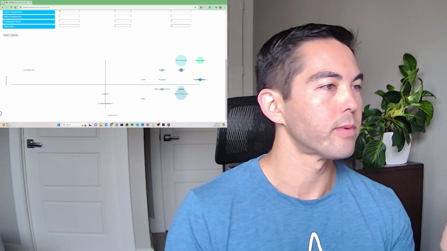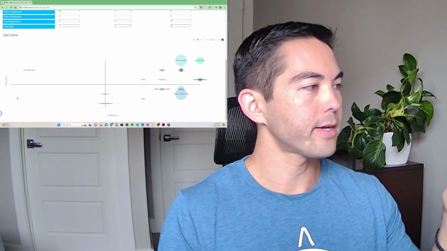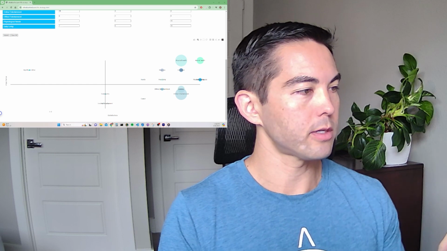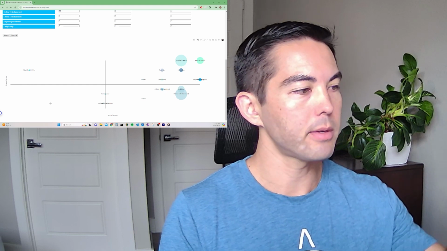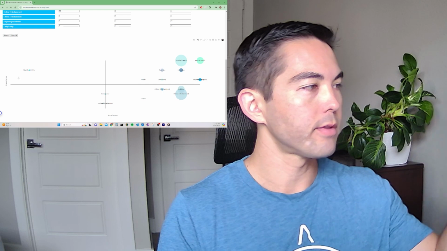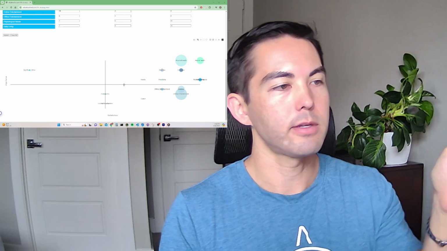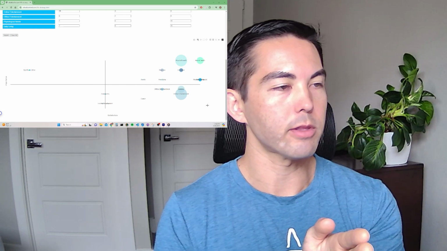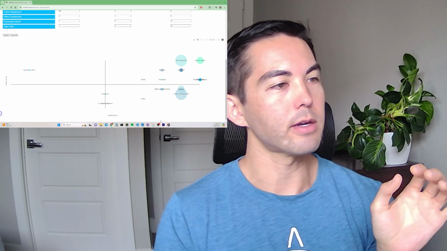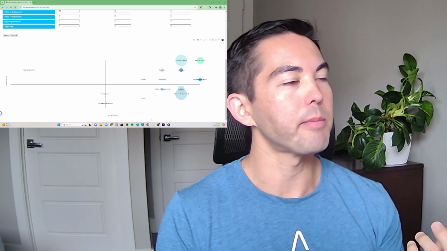Okay, so let's talk about how to read this chart. Basically on the y-axis you have importance, so lower importance things are at the bottom, higher importance things at the top. For satisfaction, you have things that you are not satisfied with on the left, and things that you are very satisfied with on the right. And then the size of the bubbles represents how much time you put into them.